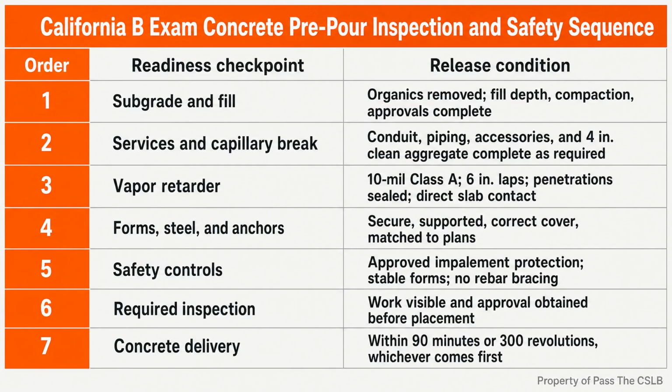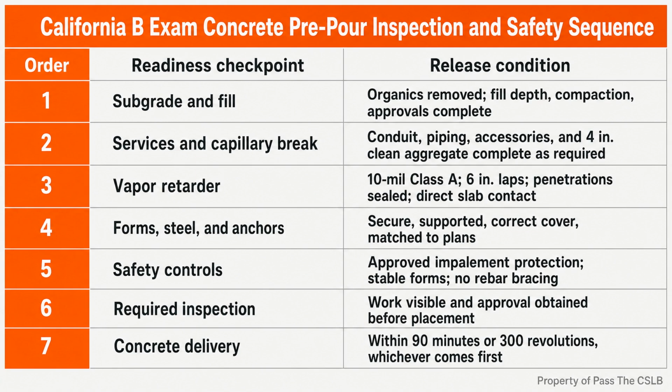This sequence chart puts the pre-pour decision in order. First, confirm the subgrade, fill, and compaction requirements. Next, complete under-slab services and the capillary break. Then install and seal the vapor retarder. Set forms, reinforcement, anchor hardware, and required supports. Correct impalement and form bracing hazards. Obtain the required inspection and approval. Only then release concrete for placement and monitor the delivery limit.